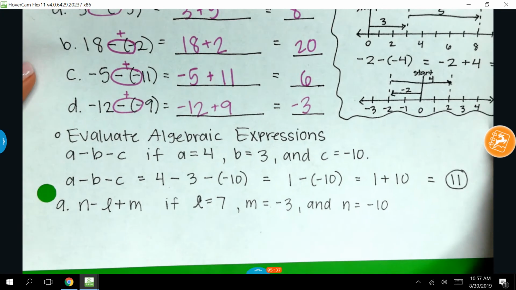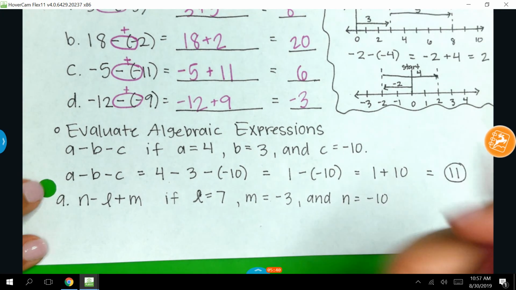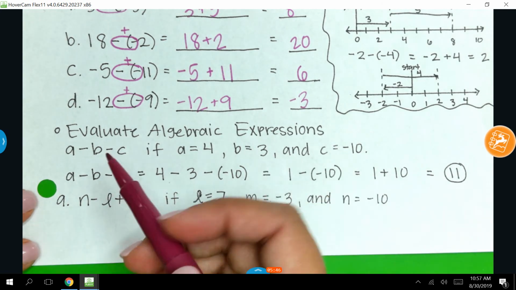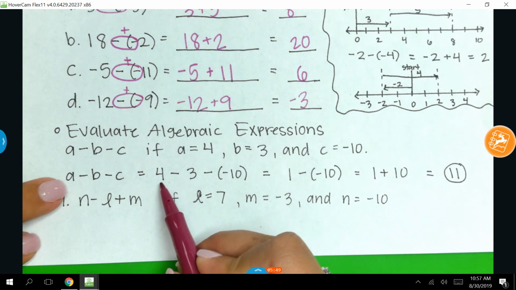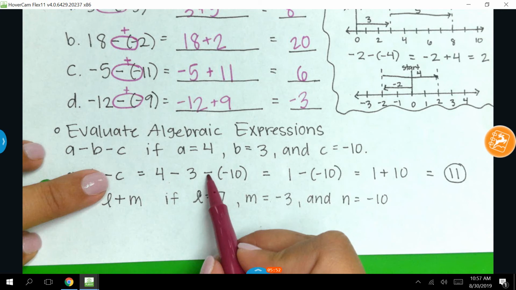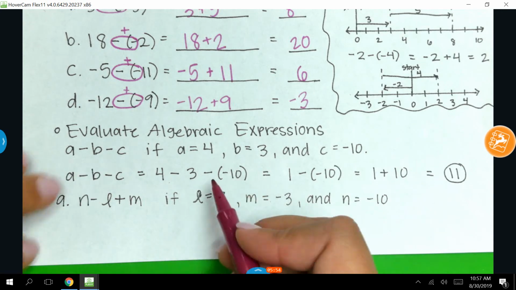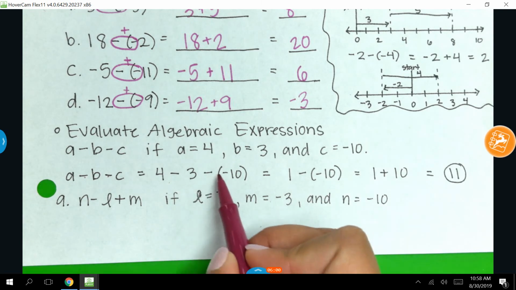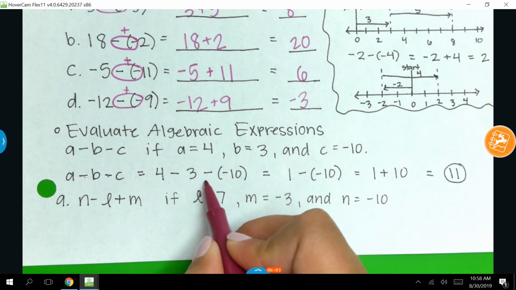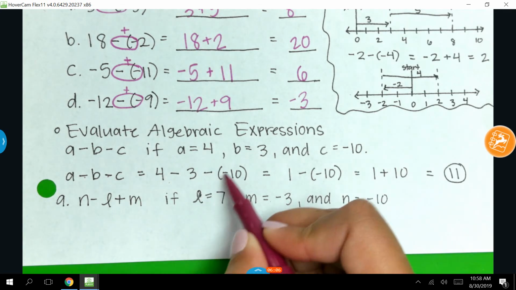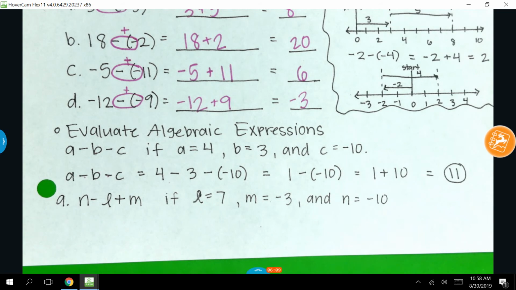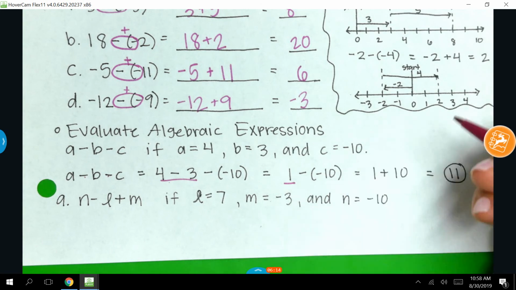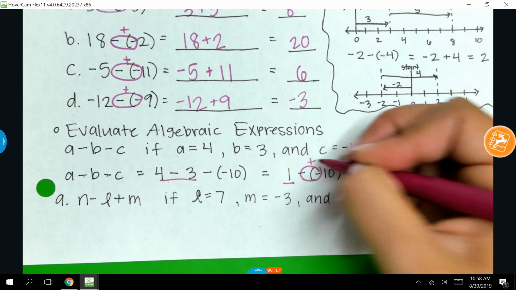Okay, what about if we have some algebraic expressions? I've got A minus B minus C, and they tell you what A, B, and C are, so you are plugging them in. A is 4, so I have 4 minus B, which is 3, minus C, which is negative 10. Remember that in the problem you're subtracting both times. Don't confuse yourself and say, oh, I've got a minus there, so I'm just plugging in 10, because it's minus negative 10. Then 4 minus 3 gives me 1. So now you're left with 1 minus negative 10, which changes to 1 plus 10.